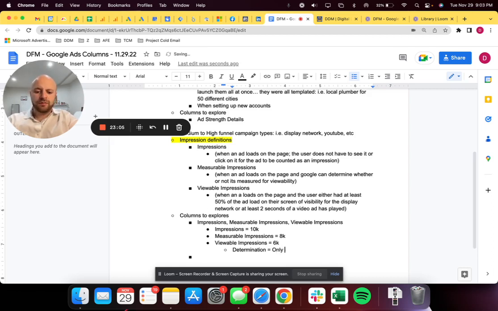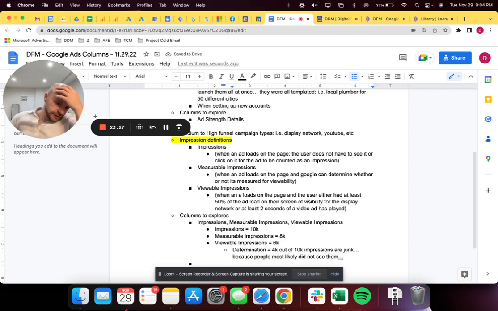4K, no, no, 4K out of 10K impressions are junk because people most likely did not see them. You know, that's basically what that's saying. So you can make the argument that okay, if it's measurable impressions but not viewable, maybe they did see it, but you just don't know. That's why you got to track all three.